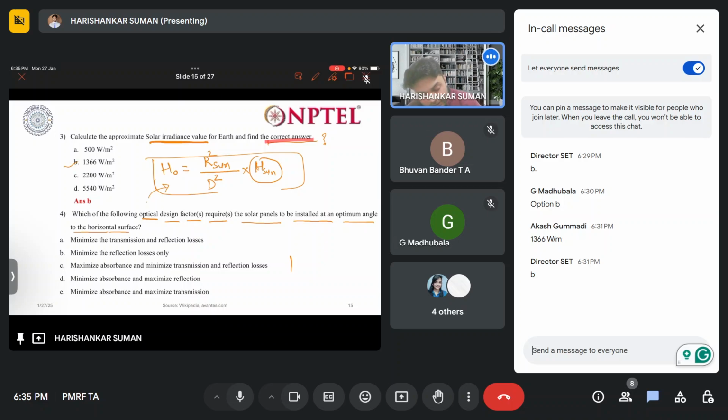So let's say I have a material. Let me give you a hint. What should be the maximum? Let's say light is incident, with absorption, transmission, and reflection. Let's say this is our solar cell.